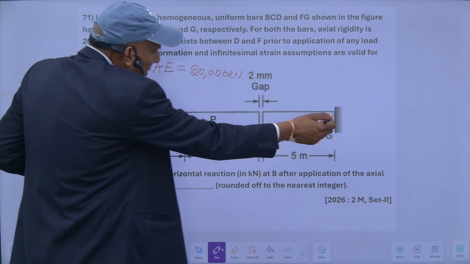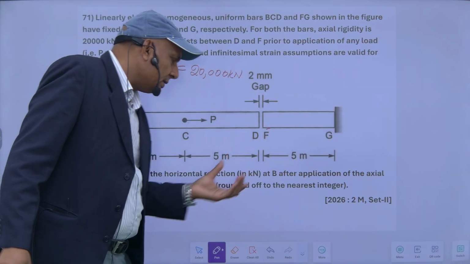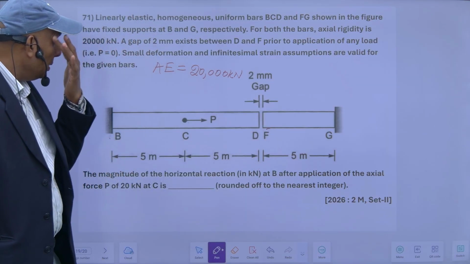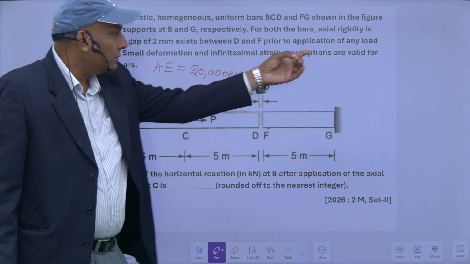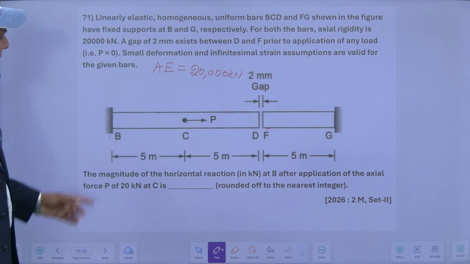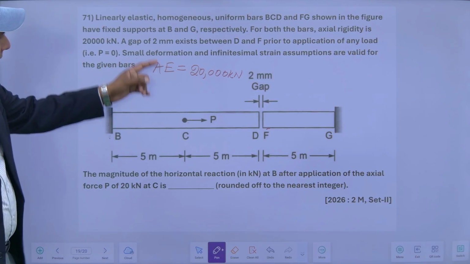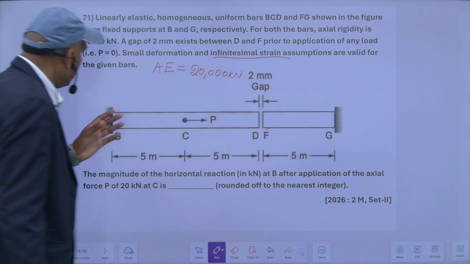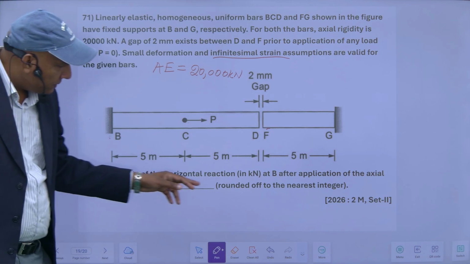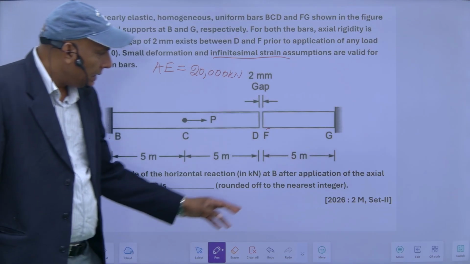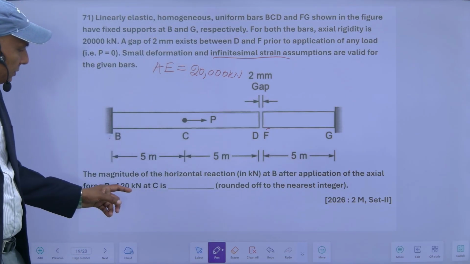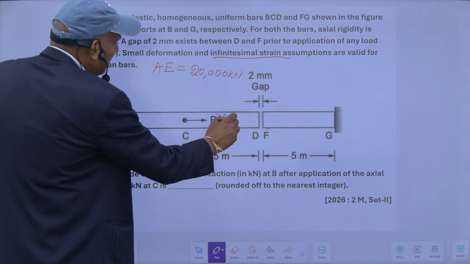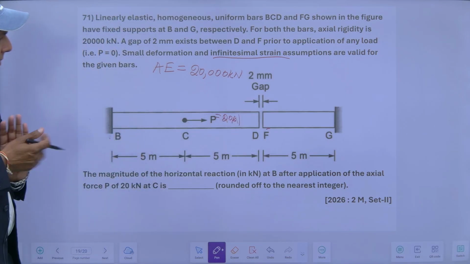So this is my normal position. No load is acting here. So this is 2 mm, which exists between D and F prior to the application of any load. P is equal to 0 in this case. Now small deformation and infinitesimal strain assumptions are valid for the given bars. What is the magnitude of the horizontal reaction in kilonewton at B after application of the axial load of 20 kilonewton? Okay. Now there are two cases.